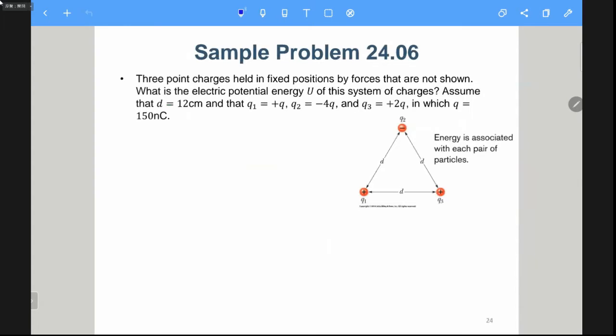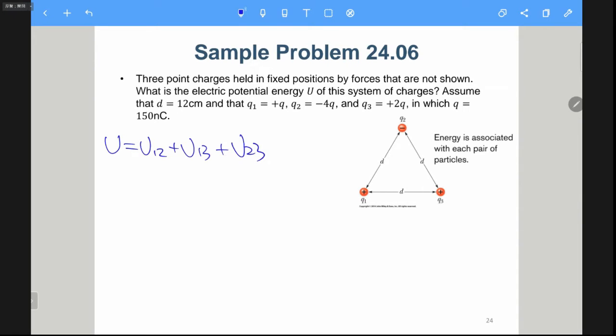Okay, so let's see a simple example to see how it works. So here it says three point charges are held in fixed positions by forces that are not shown. So what is the electric potential energy U of this system of charges? Assume that d equals 12 centimeters, and that Q1, Q2, Q3 are given in terms of q. Okay, so here we have three particles. So the total energy will be U12 plus U13 plus U23.